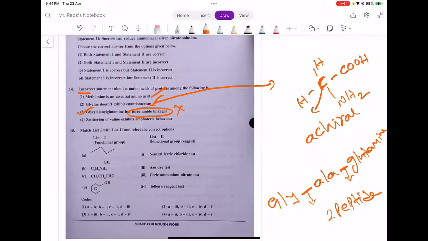Zwitterion of valine exhibits amphoteric behavior. This is also correct, students. Why? Because the zwitterion has both acidic and basic groups. So the zwitterion is amphoteric in behavior, at almost pH equal to 7. So the answer is the third option, students.